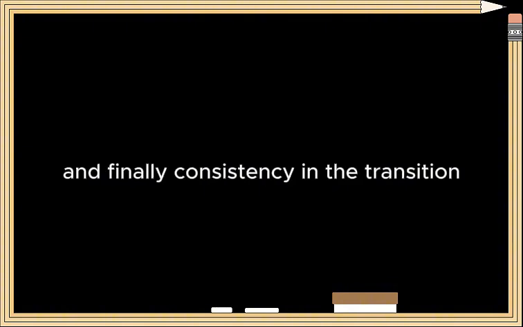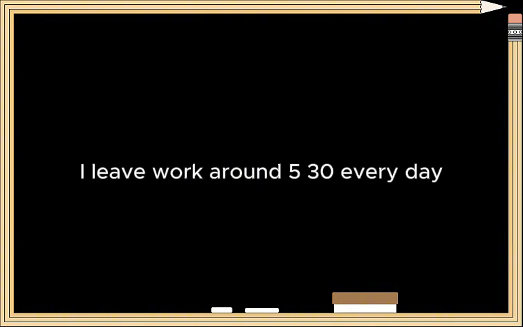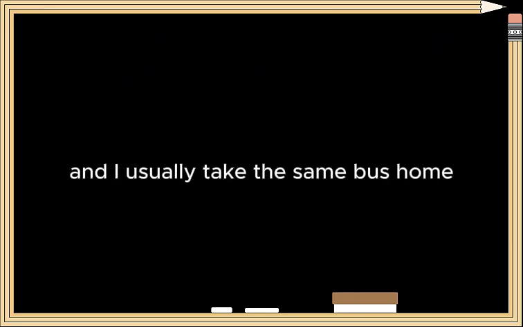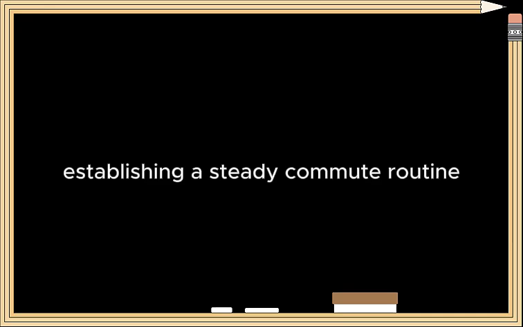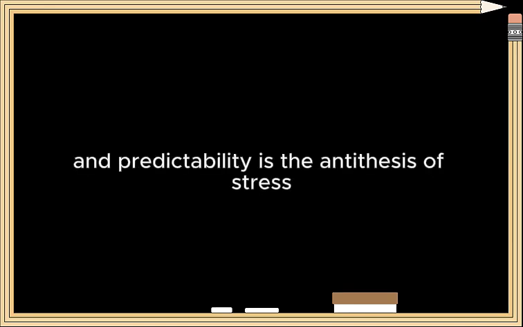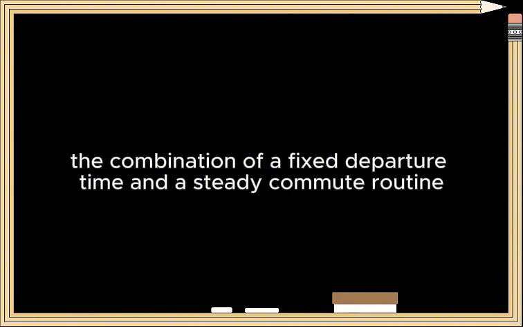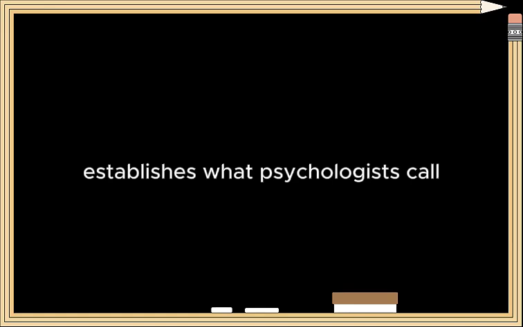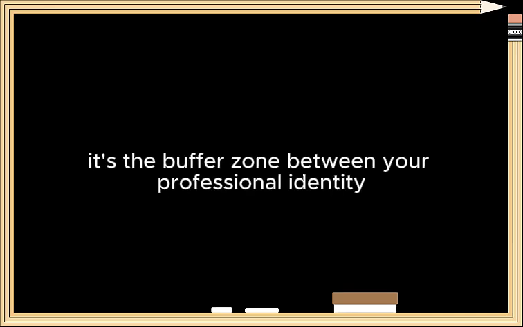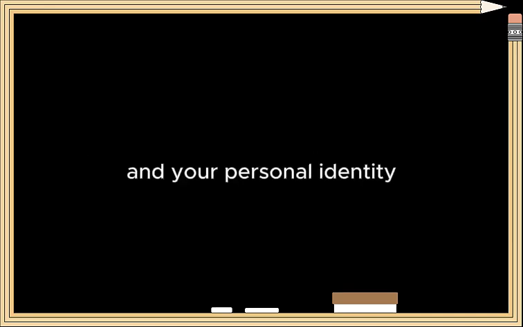And finally, consistency in the transition. I leave work around 5:30 every day, establishing a consistent routine time, and I usually take the same bus home, establishing a steady commute routine. What is the value of this structural consistency? Consistency creates predictability, and predictability is the antithesis of stress. The combination of a fixed departure time and a steady commute routine establishes what psychologists call a liminal space. A liminal space. It's essentially a mental bridge. It's the buffer zone between your professional identity and your personal identity.